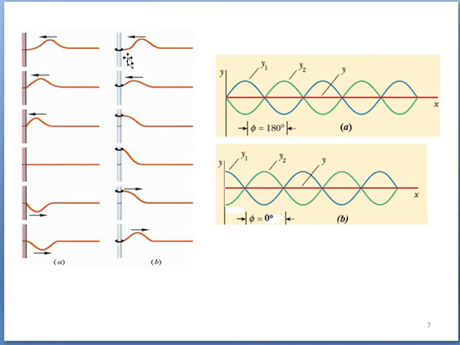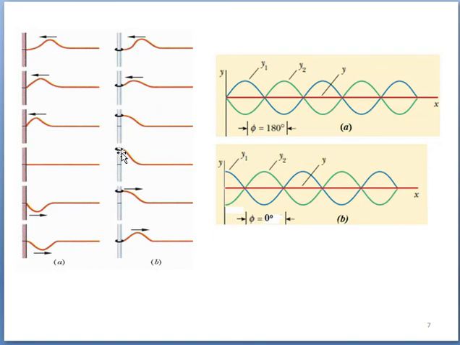Now, if we consider this end to be a loose one, it means the string is connected with a light ring, and this ring is free to move along a cylinder or a rod without any friction. So when the pulse arrives at this ring like this, it will exert a force on the ring in the upward direction, and the ring is very light, so it is moved up.